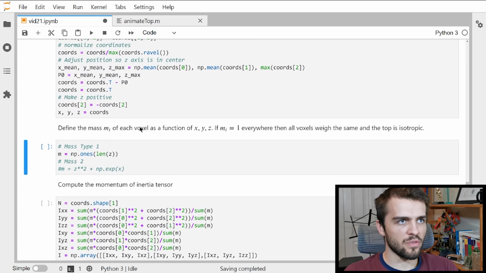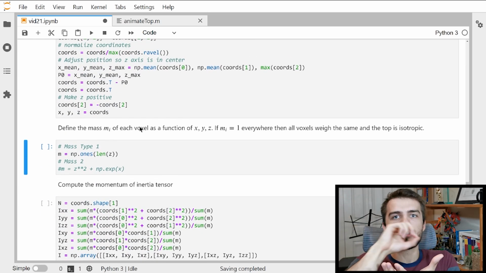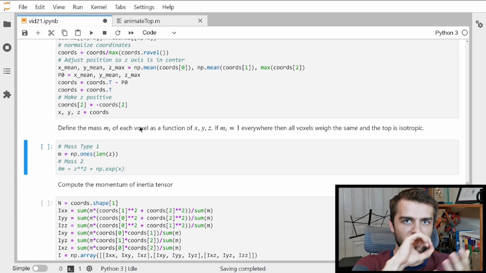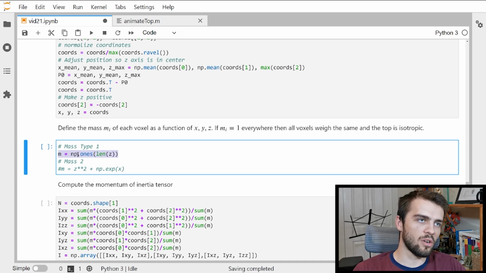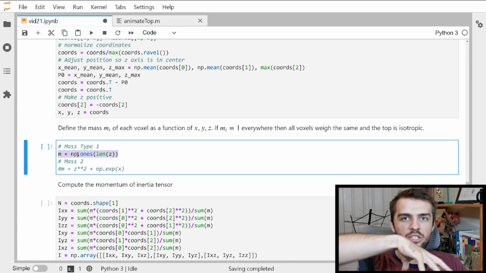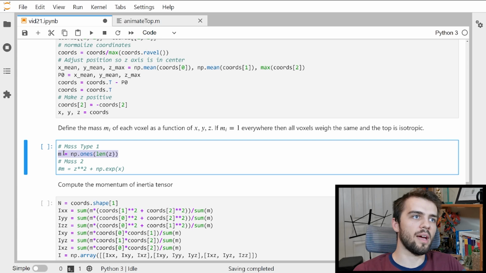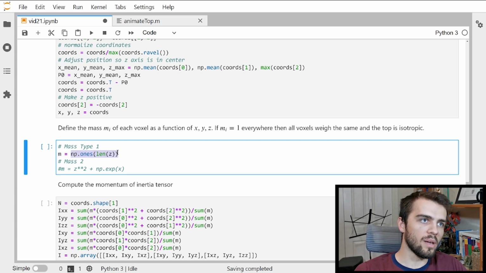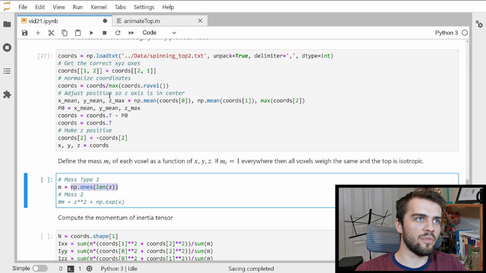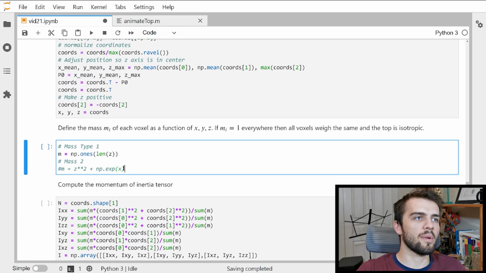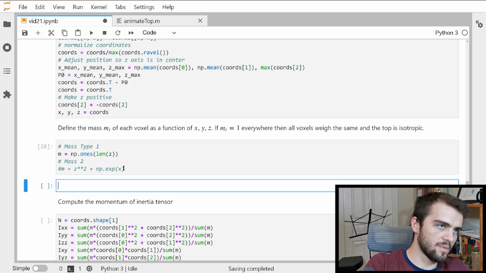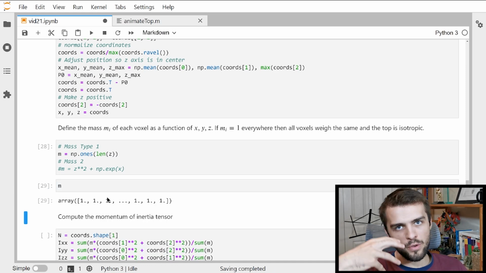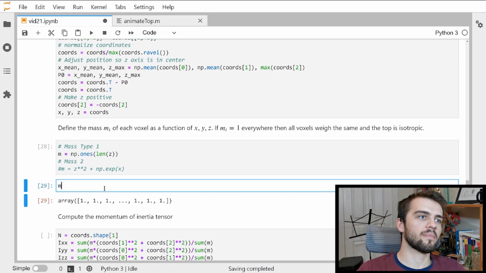Now I define the mass of each voxel. You note that the spinning top has a bunch of different points, essentially, and I want to know what's the mass of each one of those points. Well, the first way is just say all of them have the same mass. All of them are equal to 1. So it's an isotropic spinning top. So m, they're all equal to 1. So this is just an array of 1s that's equal to the length of the coordinates. So that makes it really easy. If I look at M as an array, it's just a bunch of 1s. That means that every voxel has the same mass.